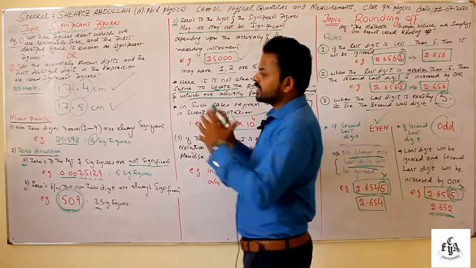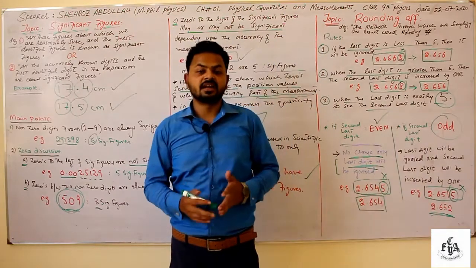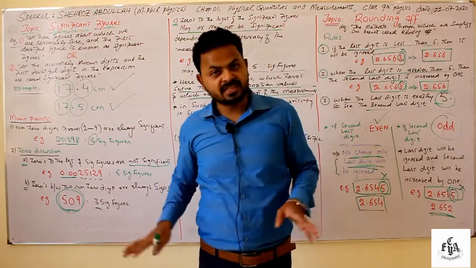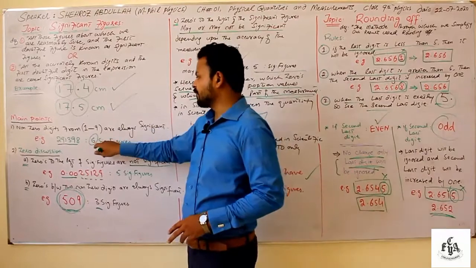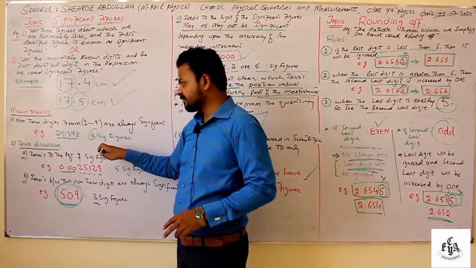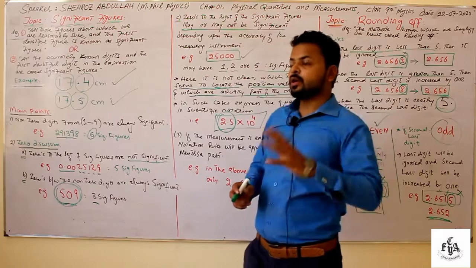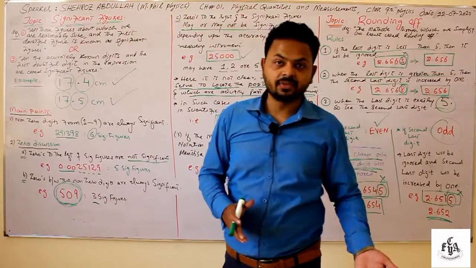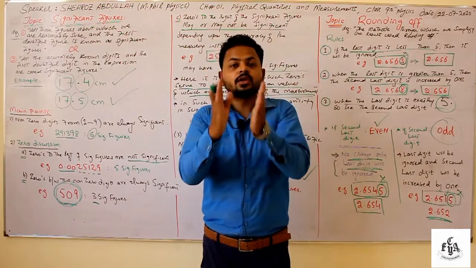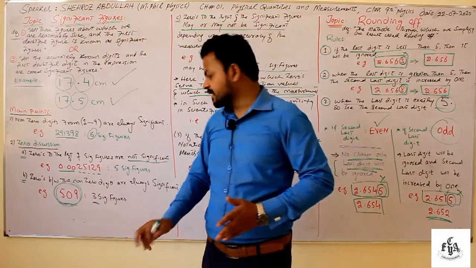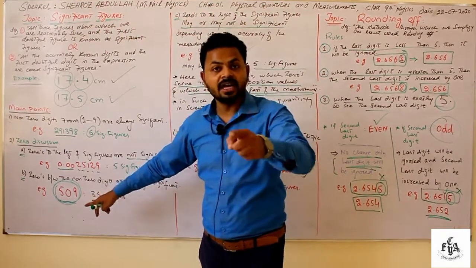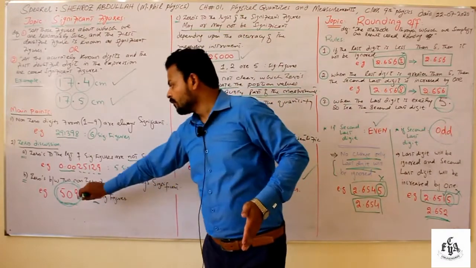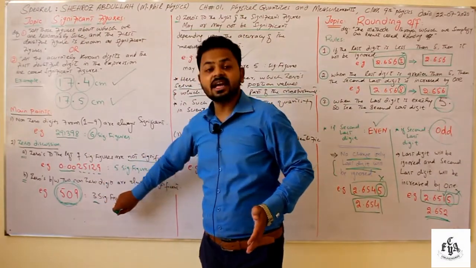Now, there are some main points with significant figures. Wherever you see non-zero digits like 1 to 9, they will always be significant. Done? For example, in this case we were having 6 significant figures. Now we discuss 0. If 0 is on the left side of the significant figures, it will not be significant. If 0 is between 2 non-zero digits, for example 509, it never means 59. It means 509. So 509 has 3 significant figures.